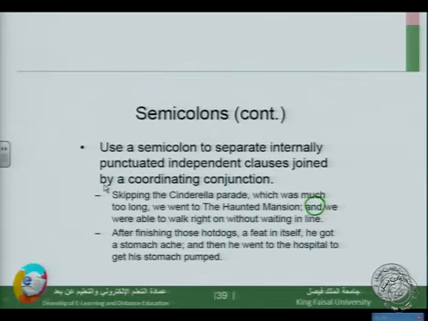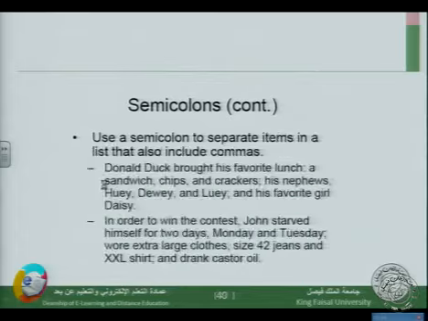Notice this coordinating conjunction; this is an internally punctuated independent clause. Okay, so within this whole sentence there was an independent clause. Of course, when using the coordinating conjunction, we use the semicolon before it. Let's take the second example. After finishing those hot dogs, a feat in itself, he got a stomach ache, and then he went to the hospital to get his stomach pumped.